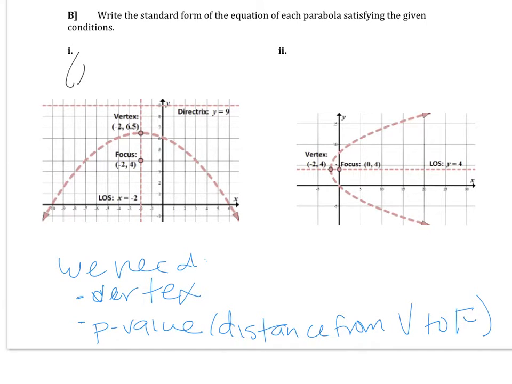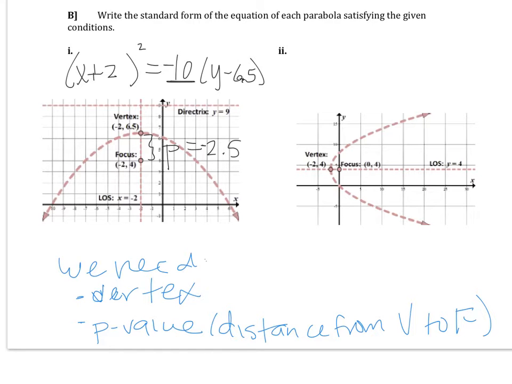Okay, so we could just start by going, well, x squared equals, leave a space for the 4p value, y. Okay, and the vertex is right there on our parabola. We can see that it's negative 2, 6.5, so we can insert those into our formula. And then to figure out the 4p value, we're going to look at the focus and the vertex, and we're going to notice that p is equal to 2.5. Right, or really negative 2.5, right? Because the focus is negative 2.5 units from the vertex. So 4p is negative 10.